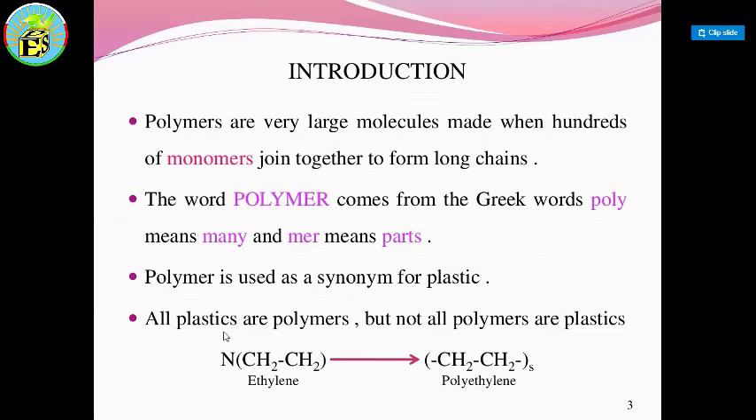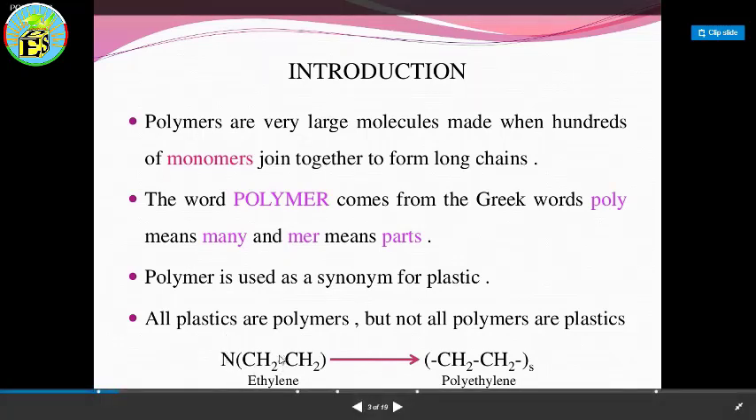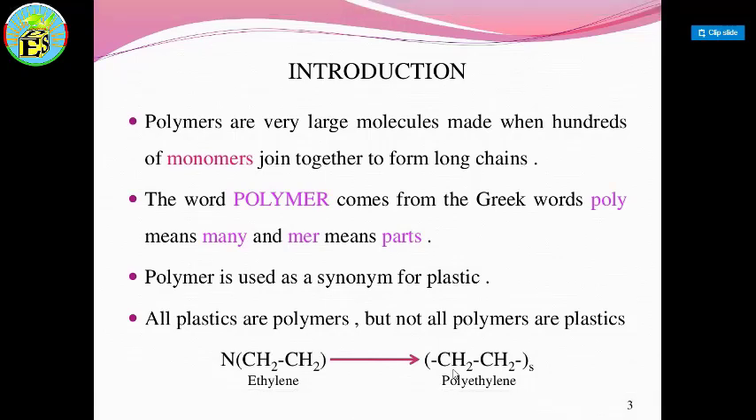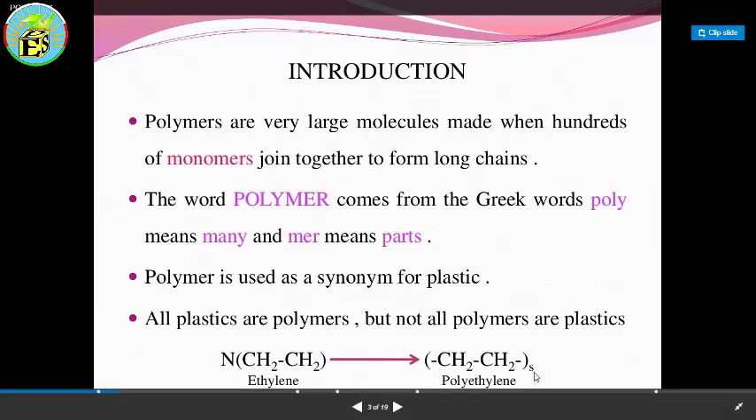For example, this is the monomer CH2 ethylene, which will attach to make polyethylene. Maybe 100 ethylene units will attach together and make polyethylene. Maybe 200 ethylene units attached together make polyethylene. The n means number of units; you can put here 10, 20, 30, 40, as much as you want according to the structure.